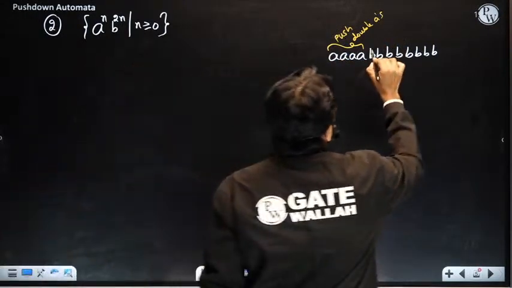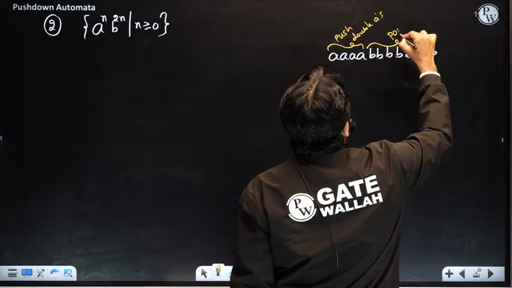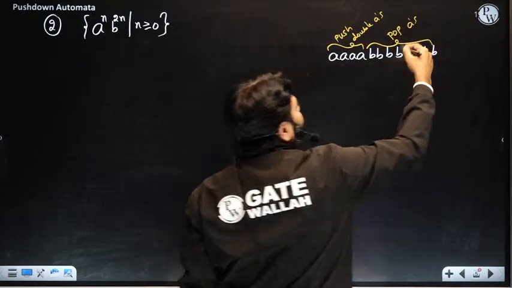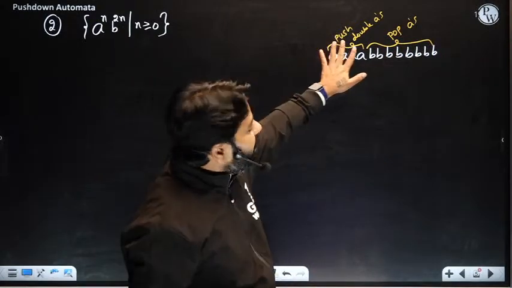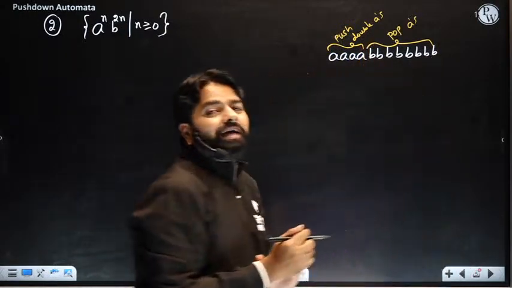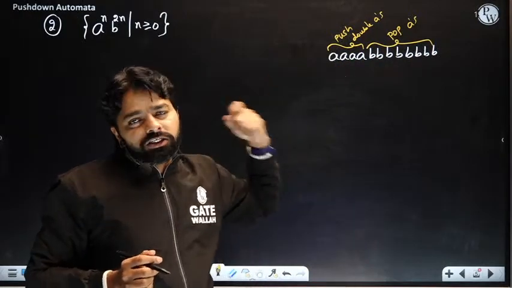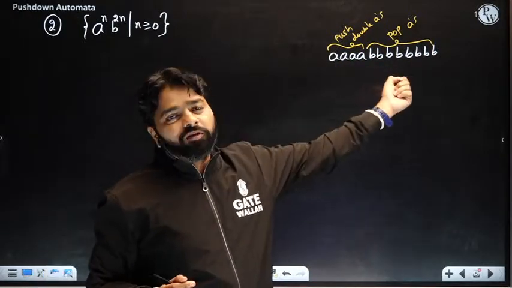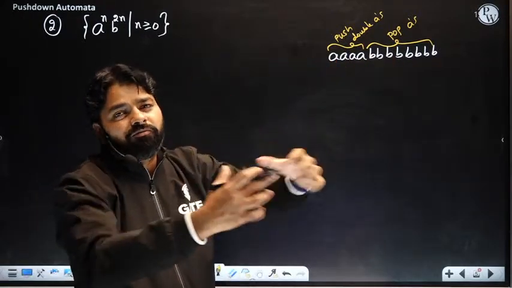Now what do you do? Push double a's but pop the same number of a's as the b's you see. Don't pop double a's here. Push double because 4 a's will become 8 a's, and now 8 a's can compare with 8 b's, so that equalness will happen. That means the number of a's is half of the number of b's; the b's are twice the a's.